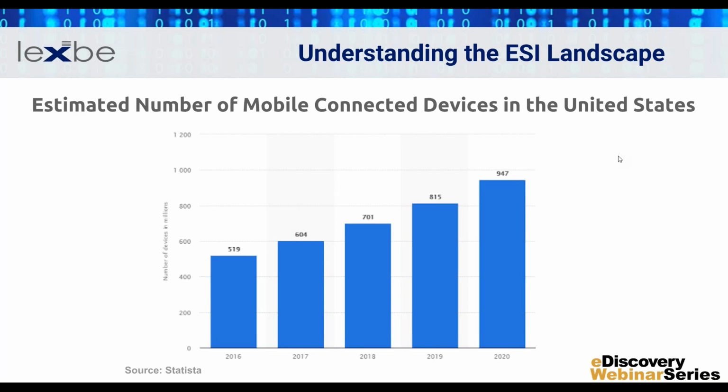On this slide, you'll see in the US alone, there will be almost 1 billion mobile connected devices by 2020. The mobile ecosystem and app economy is a huge source of ESI. I've seen mobile device and data governance policies for Fortune 500 companies that prevent the use of mobile devices in restricted areas in order to mitigate IP theft.